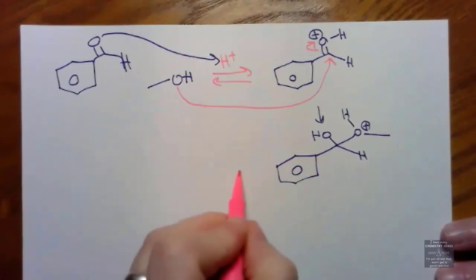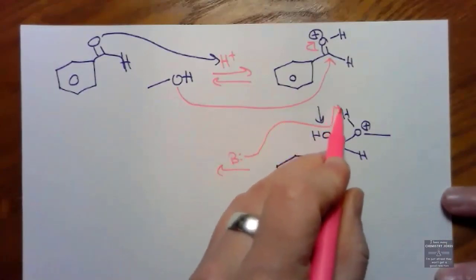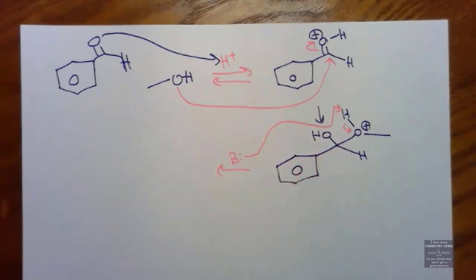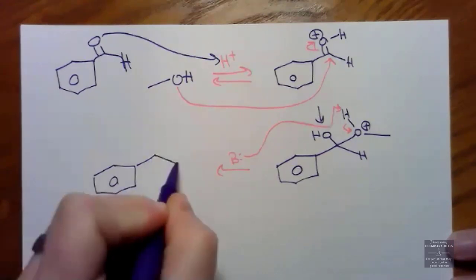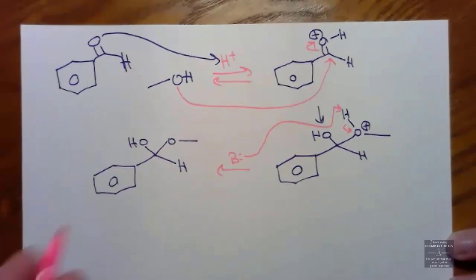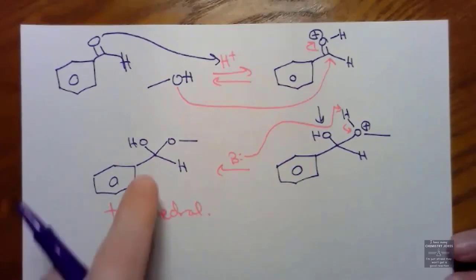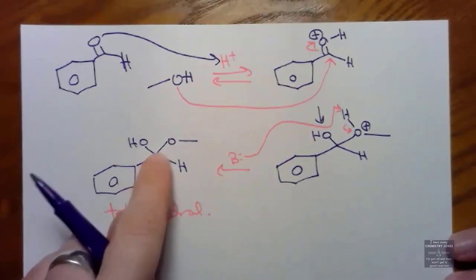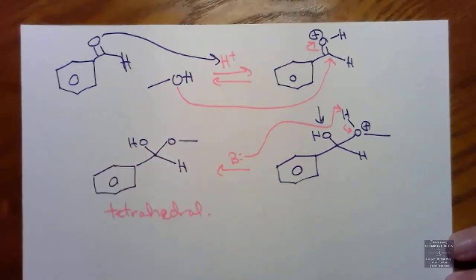This time, I'm going to do the step that we've skipped in several mechanisms now, and some base is going to come clean up my H to give me this. This is a neutral tetrahedral intermediate. Why is that important for me to point out this time? Well, this thing is a carbon with an OR, a carbon with an OH. This is a hemi. It's a half-acetal.